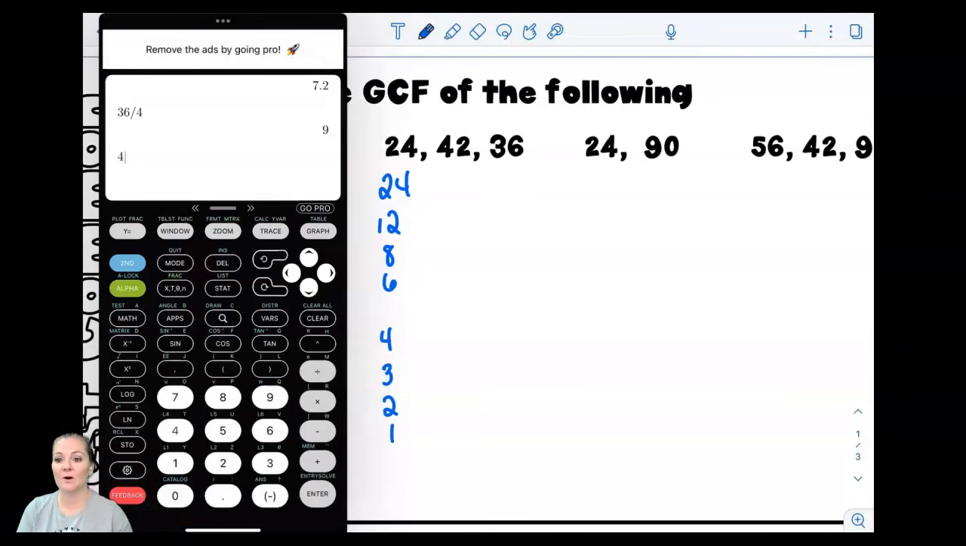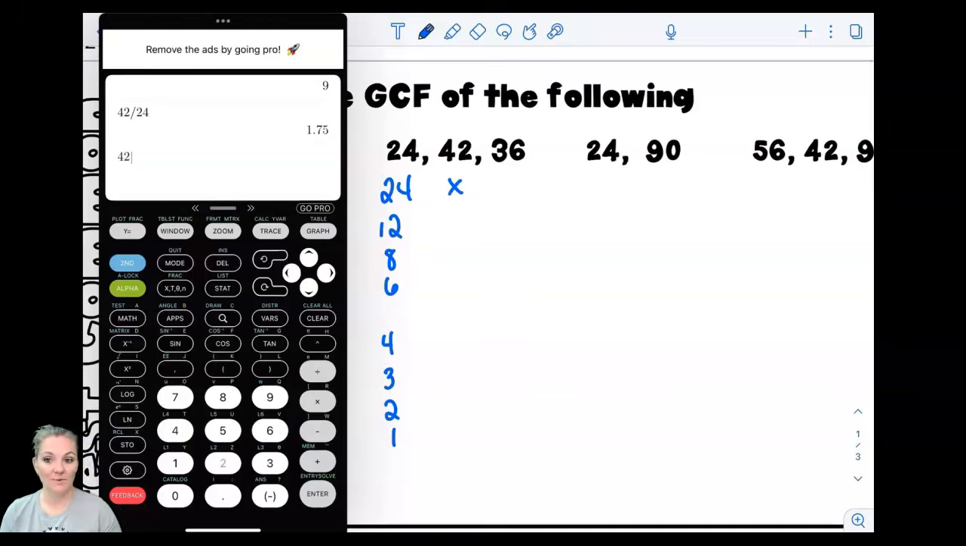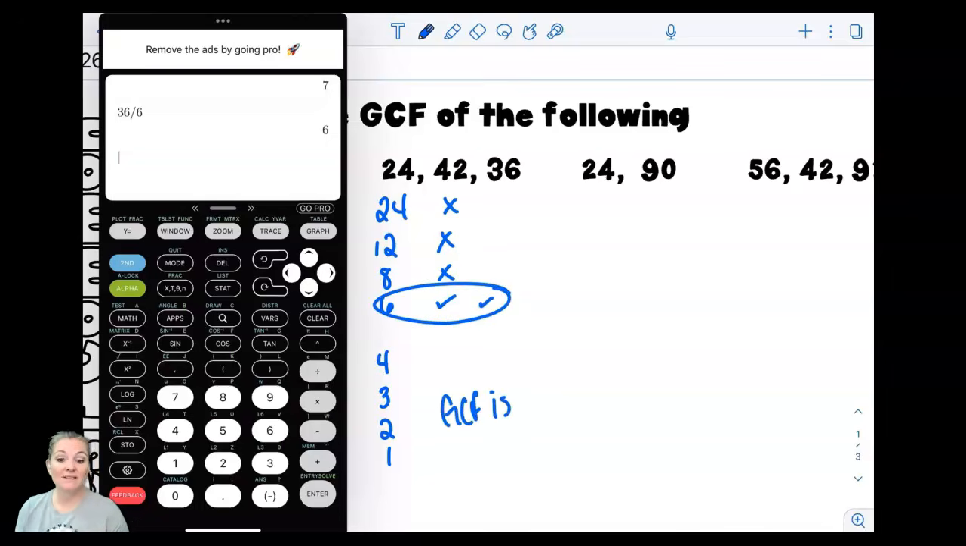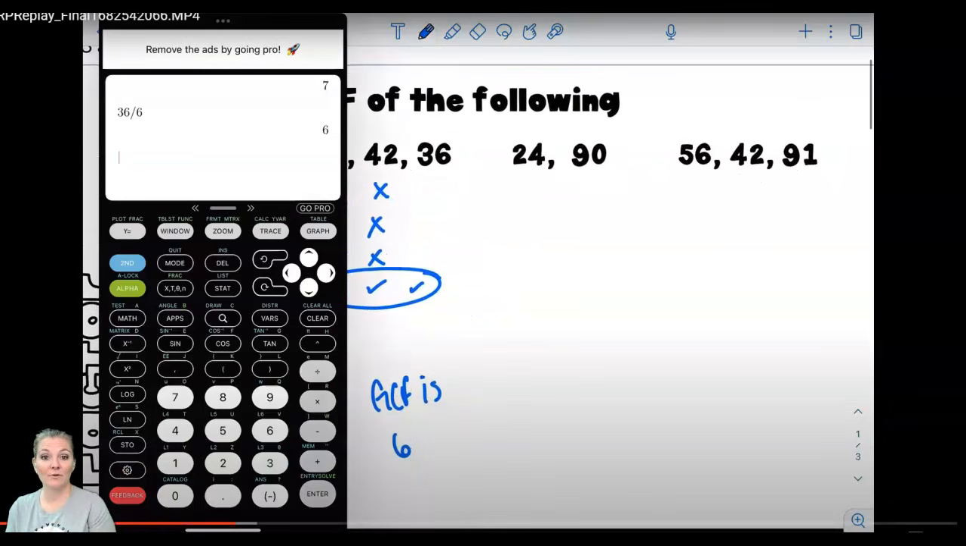Will 24 go into 42? It will not. Will 12 go into 42? It will not. Will 8 go into 42? It will not. Will 6 go into 42? It will. And then 6 also goes into 36. So that is my GCF. I have no reason to check 24, 12, and 8 into 36. It didn't work for 42, so it wouldn't be the GCF because the GCF has to work in all three terms.